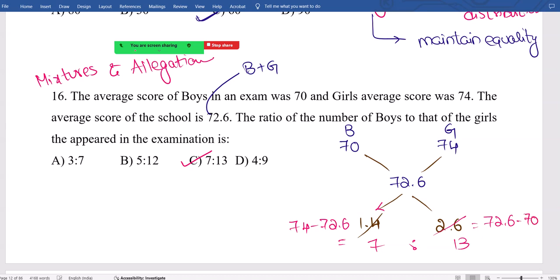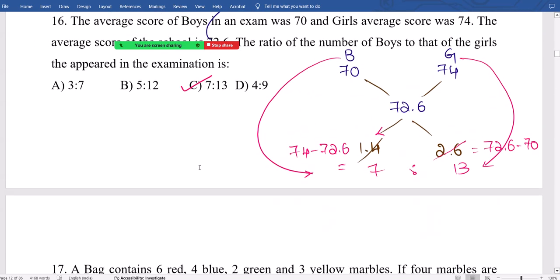Then that will convey boys and girls. This is boys. This is girls. Boys and girls are in 7 and 13 ratio. We have to mix them in 7:30. Clear with this? Any question, doubt, please let me know. We'll have a clear discussion related to that. Right, so let's see about the next one.